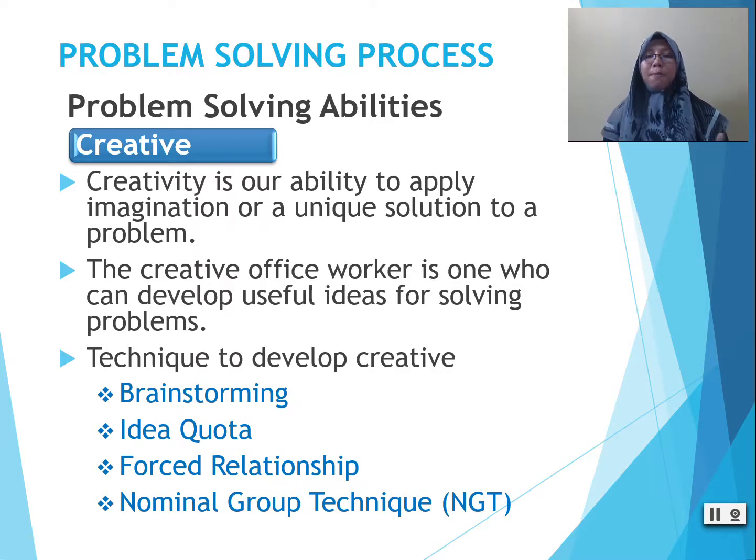So there are 4. The first one is brainstorming. The second one is idea quota. Okay, the third one is the forced relationship, and lastly is the nominal group technique, also known as NGT. So these are the 4 techniques to develop creative solution. Okay, so we are going to discuss after this one by one in detail: what is brainstorming, what is idea quota, what is the forced relationship, and what is NGT.